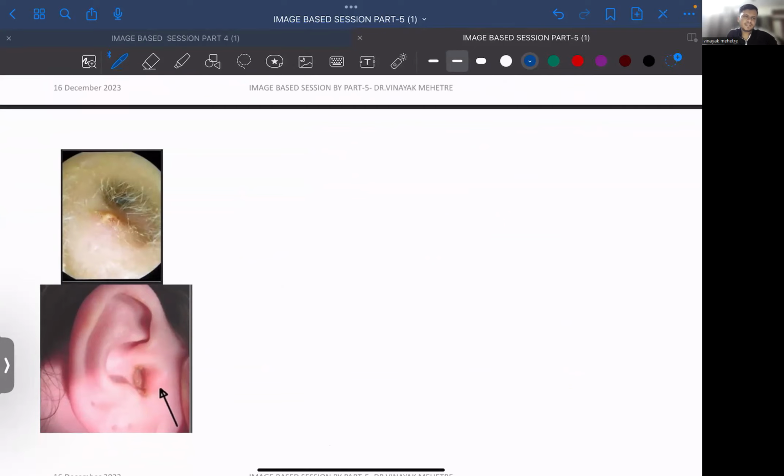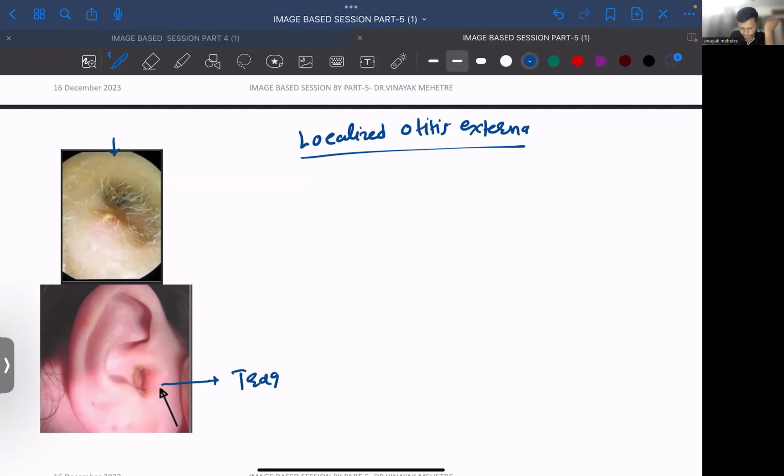A patient presented with pain in the ear, and as soon as I touch the tragus, this small part of the ear, there is more pain. On otoscopy, there is a small comedone or swelling. The image is given. What do we call this? Localized otitis externa. Pain on touching the tragus is called, what will we call it? Pain on touching this is called the tragal sign. Tragal sign, right?